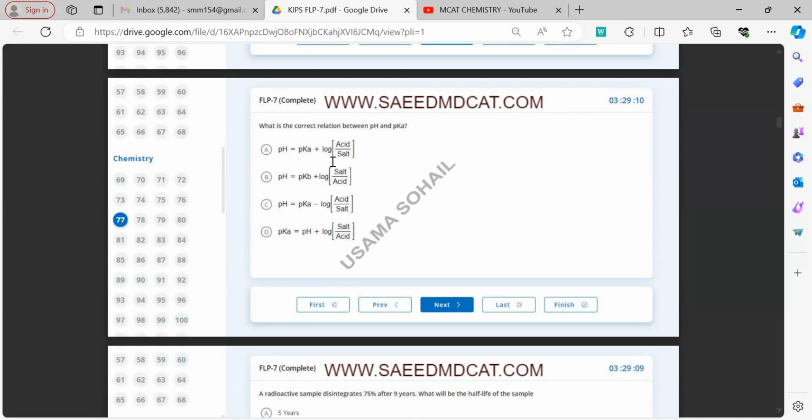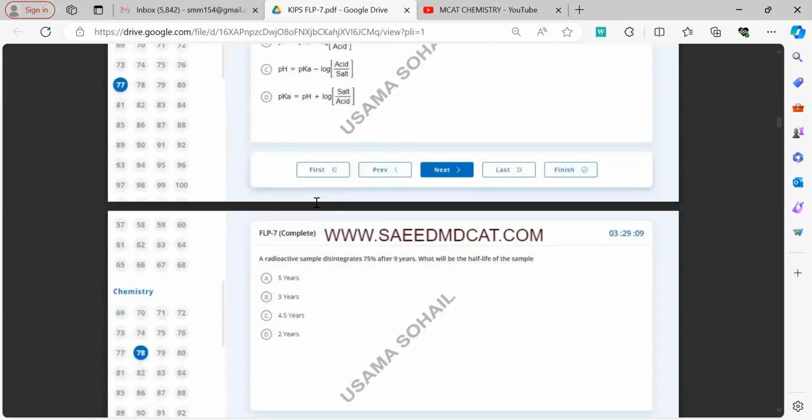Because we know that normally it's written in the form pH equals pKa plus log, with the salt written in the numerator and the acid at the bottom. However, since it's reversed in this case, the sign will also be negative.